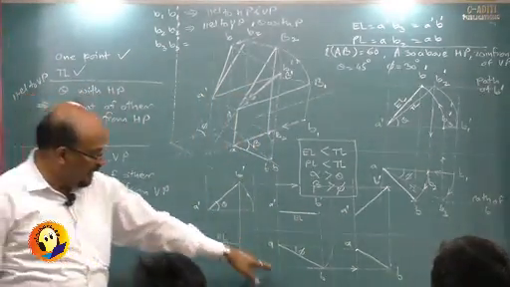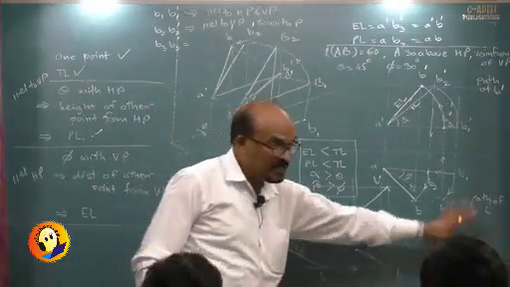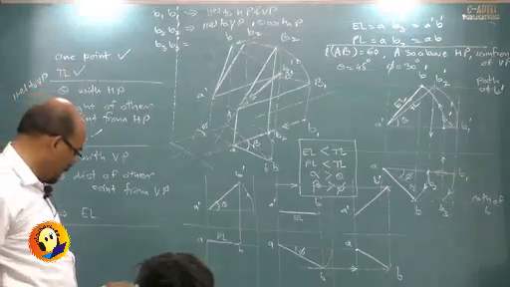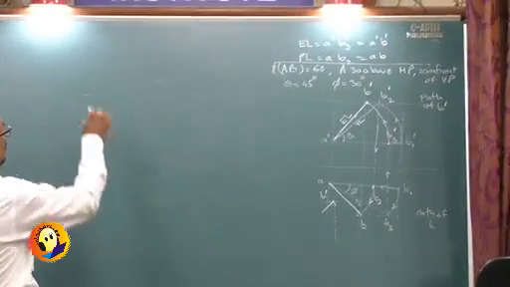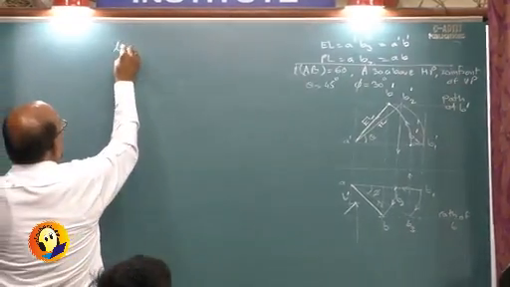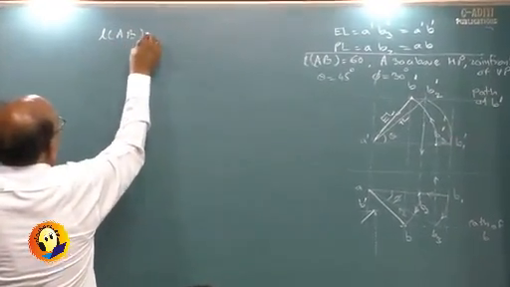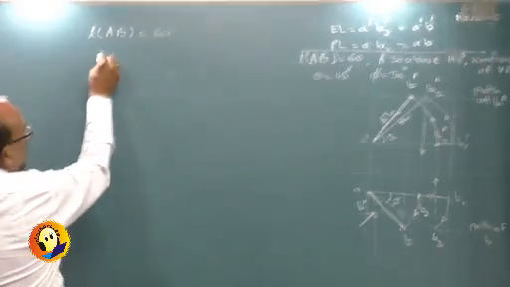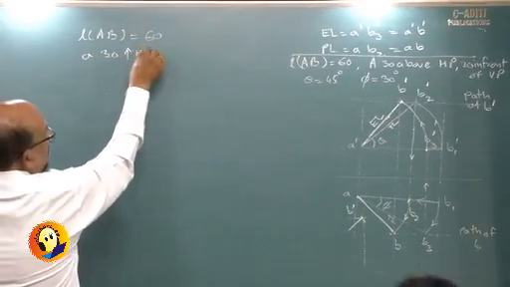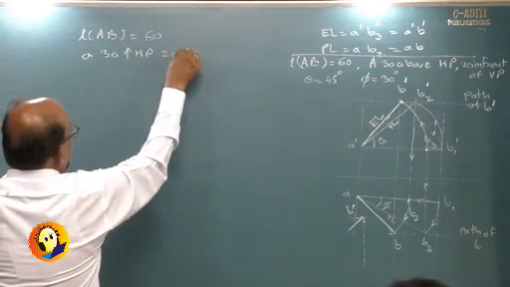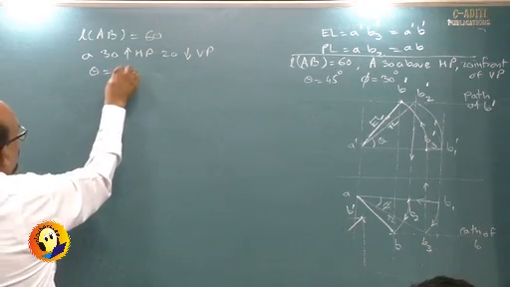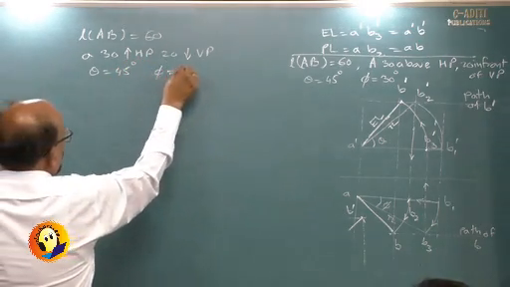Draw this, and again the same thing, but in the overlap manner. Right. So we have a problem given as length AB as 60, point A 30 above HP and 20 in front of VP. Theta equal to 45 degrees, phi equal to 30 degrees.